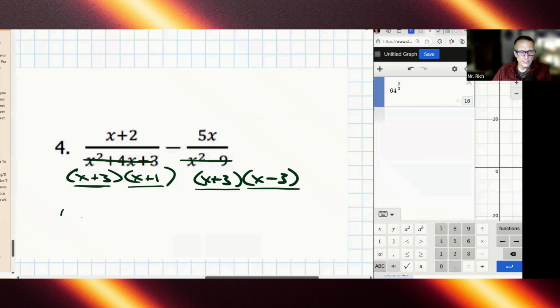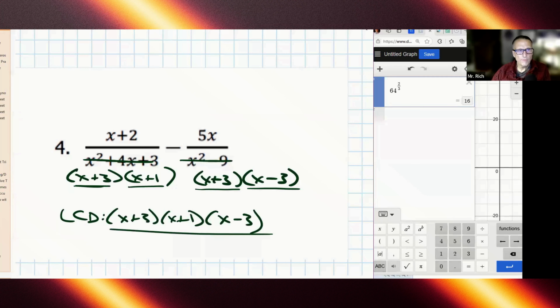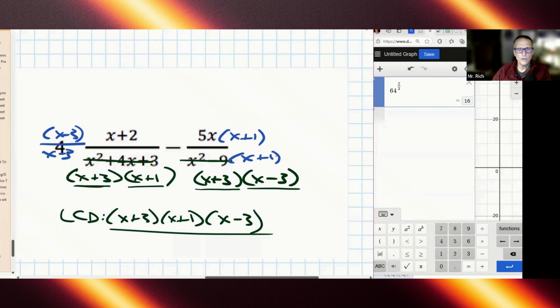So the bottom line is this: the least common denominator is the product of the three unique factors between the two fractions. That means I need to rewrite both of those fractions with this denominator. Well, the first fraction is missing one of the factors. It's missing the x minus 3. So I need to multiply top and bottom by x minus 3. This one's missing the x plus 1. So I have to multiply the top and bottom by x plus 1.